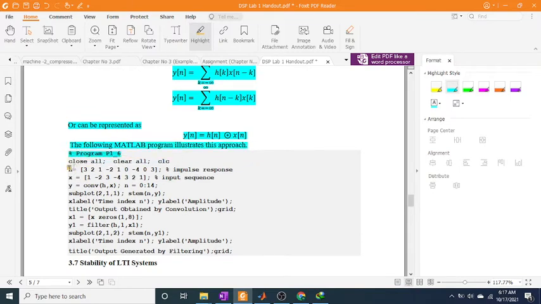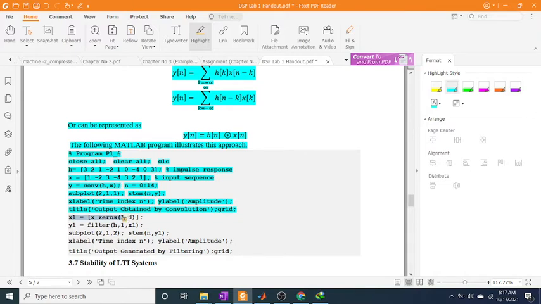%Program P1_6. close all, clear all, clc. h = [3 2 1 -2 1 0 -4 0 3]; % impulse response. x = [1 -2 3 -4 3 2 1]; % input sequence. y = conv(h,x); n = 0:14. subplot(2,1,1); stem(n,y); xlabel('Time index n'); ylabel('Amplitude'); title('Output obtained by convolution'); grid.